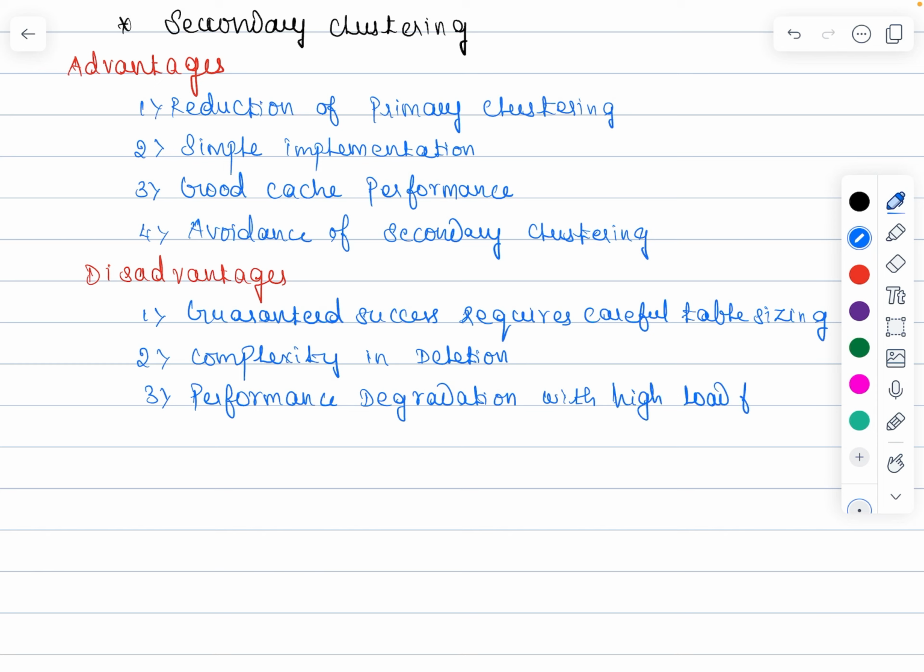And next disadvantage: more complex probe calculation. Calculating the next probe index requires squaring the probe sequence index, which is computationally more expensive than the simple arithmetic which we used in linear probing.